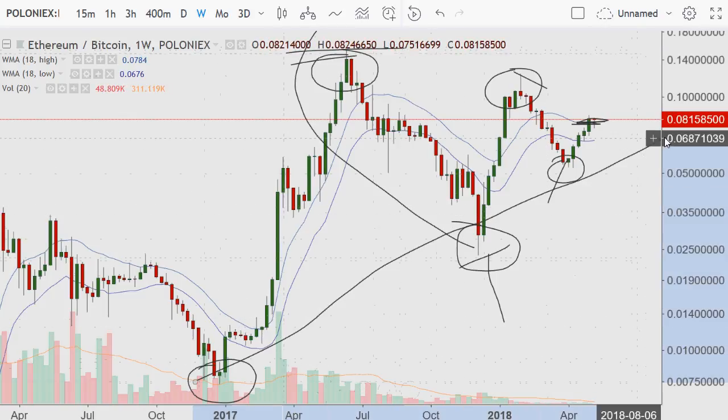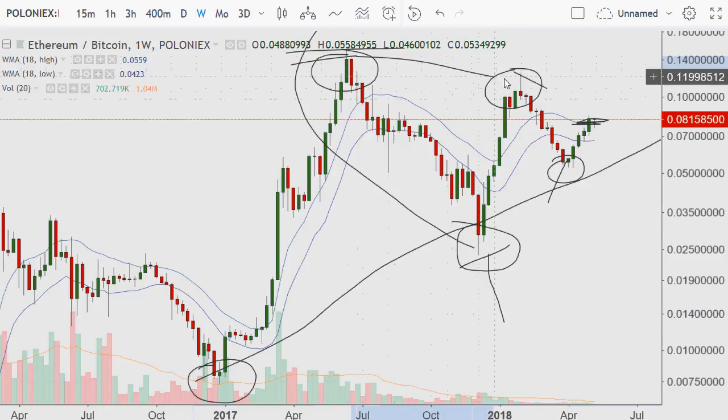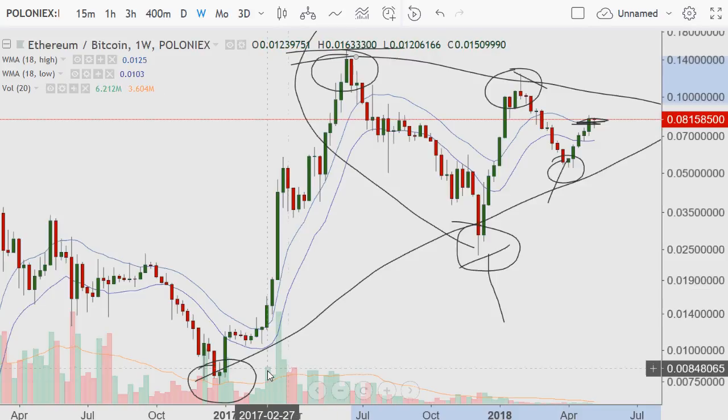So uptrend line, downtrend line, symmetrical triangle, correctionary phase. You've had that big move in 2017. Is it a real one? Or did it get a little out of hand? Does it need to go down just a little bit? Yeah, it was a real move, but it went a little too high.